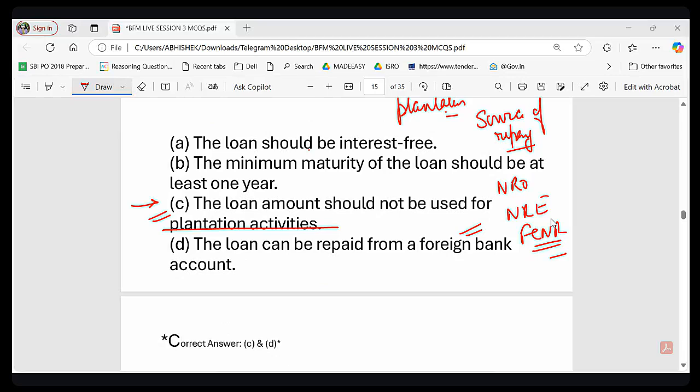So here is a quick question for you. What are some other restricted activities for a loan given to an NRI? Can you tell me? One restricted activity is plantation and agriculture. What are some other restricted activities? Just type your answer. Can you name one or two? A loan given to an NRI cannot be used for some restricted activities. One we have seen is plantation and agriculture. Can you name one or two more?